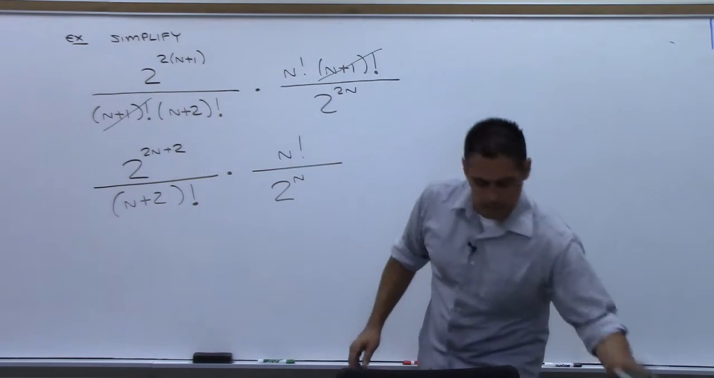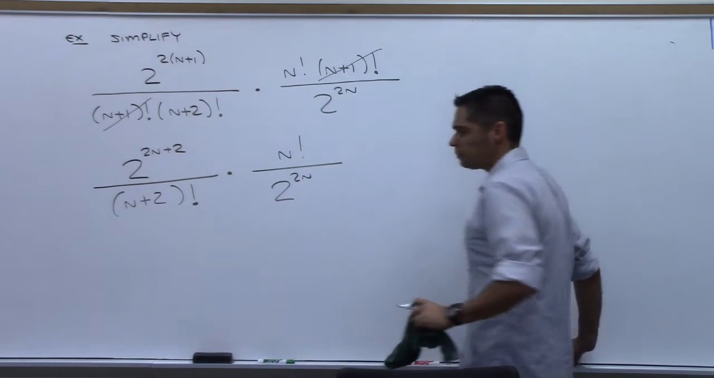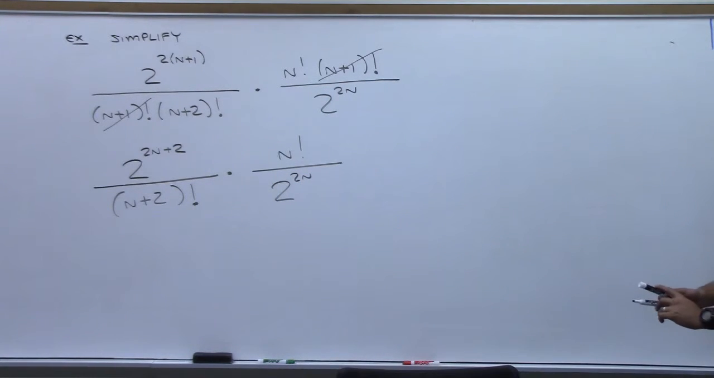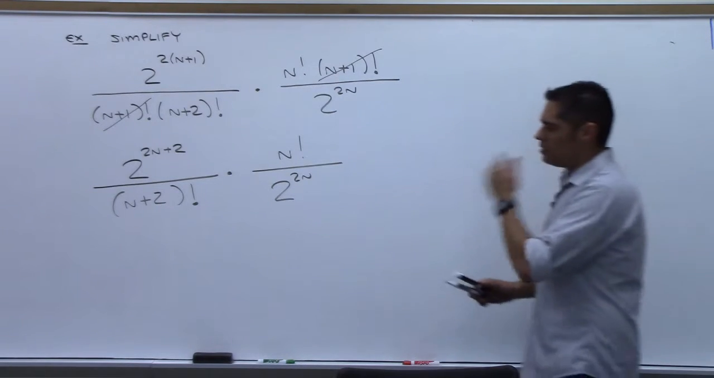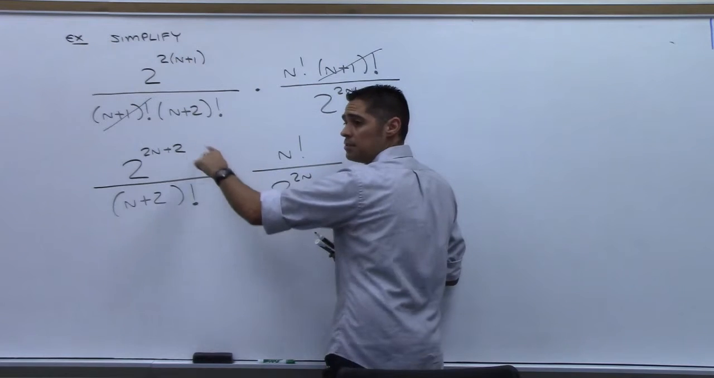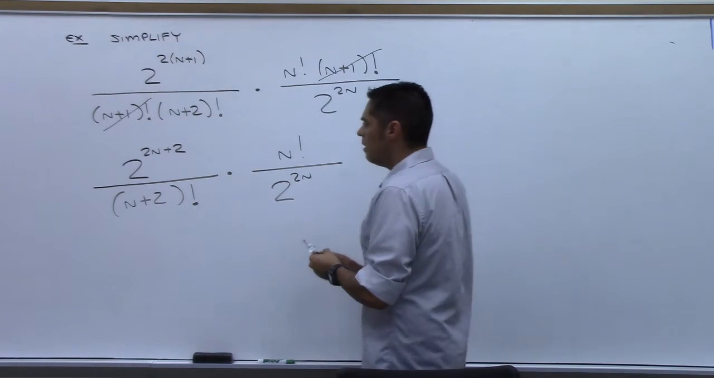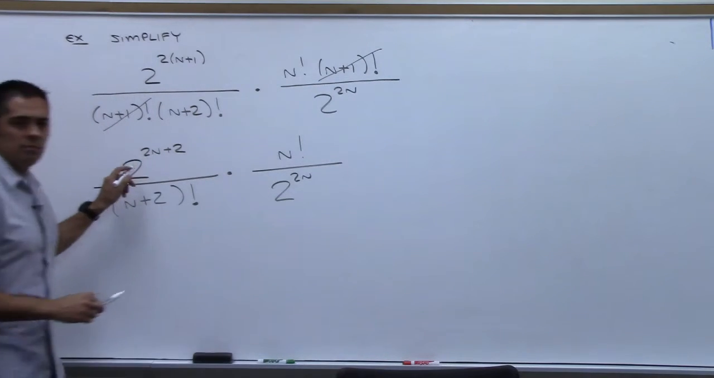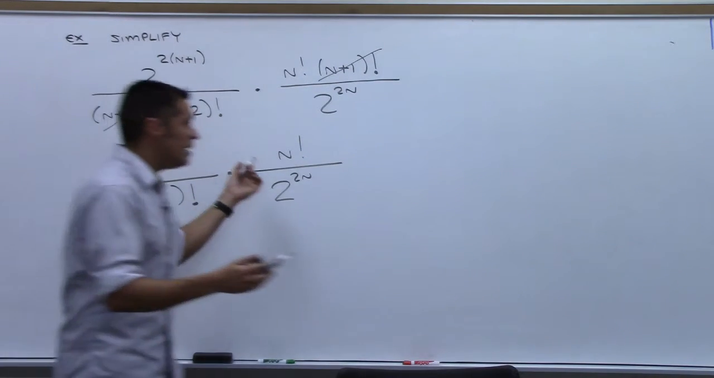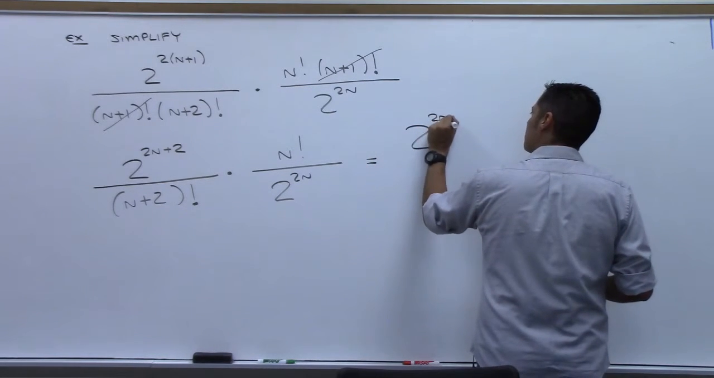And then the 2n's would subtract each other, right? Since these have the same base, you can subtract the exponents, or you can split this into 2. Either way, I think I'll split this into 2. I'm going to write it down just so you see it, all right? Later on, I won't write this down in this much detail.